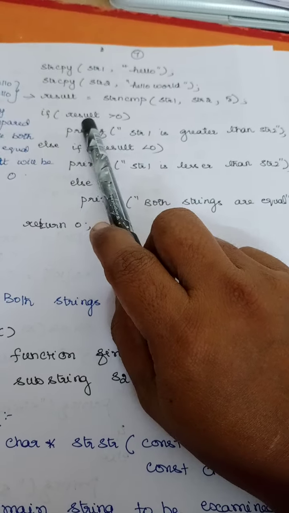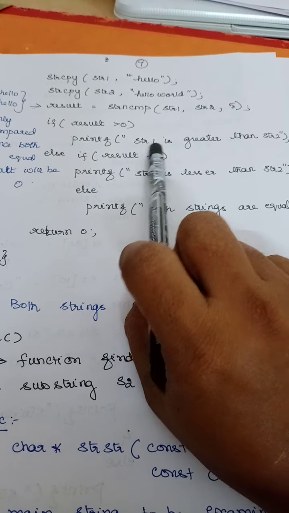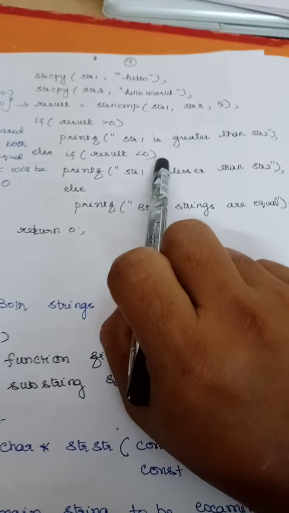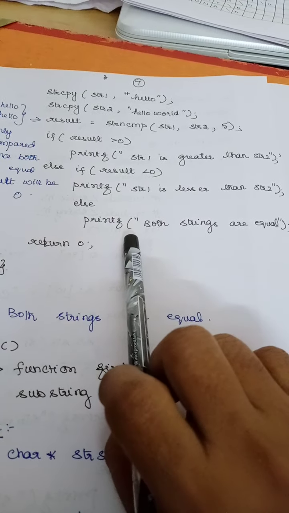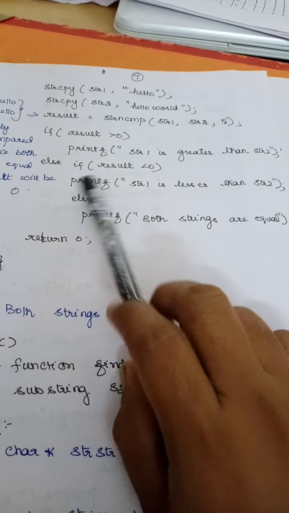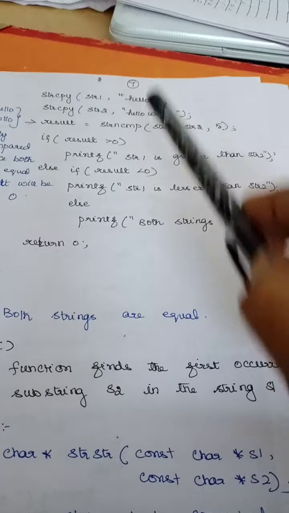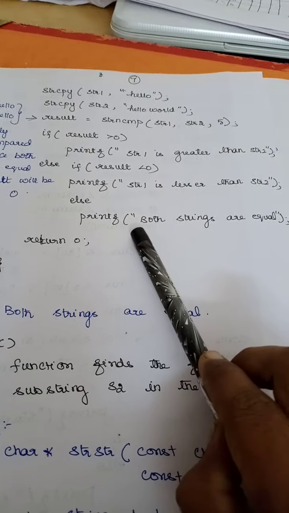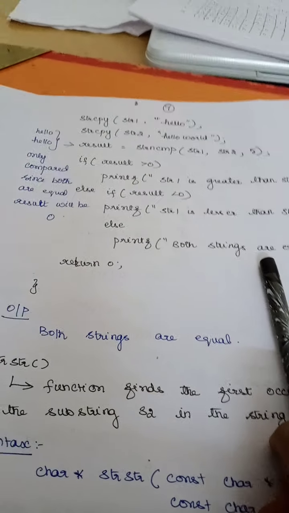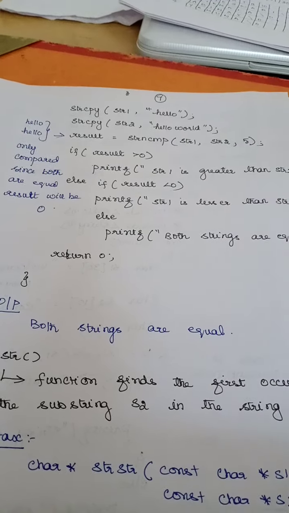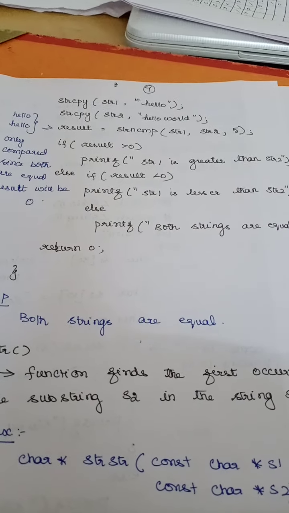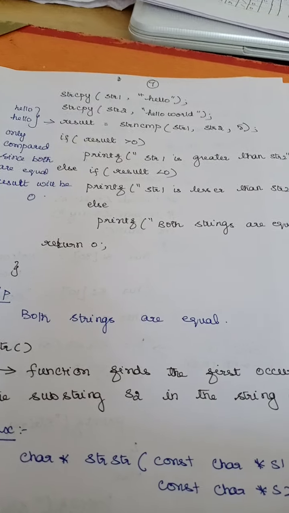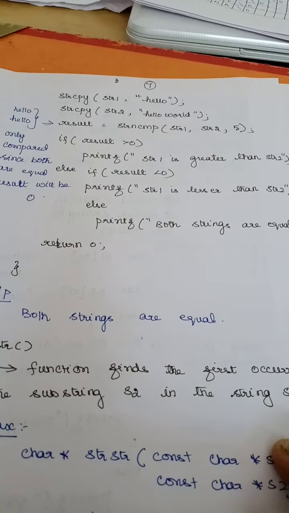So if the result is greater than 0, then string 1 is greater. Less than 0, string 1 is lesser. If both are equal, it will print both the strings are equal. Here the result is 0, so I am getting the printf statement, both strings are equal. Right? So this is strncmp. If I want to compare only n characters in a particular string, and I am not bothered about the remaining, then I can use strncmp.